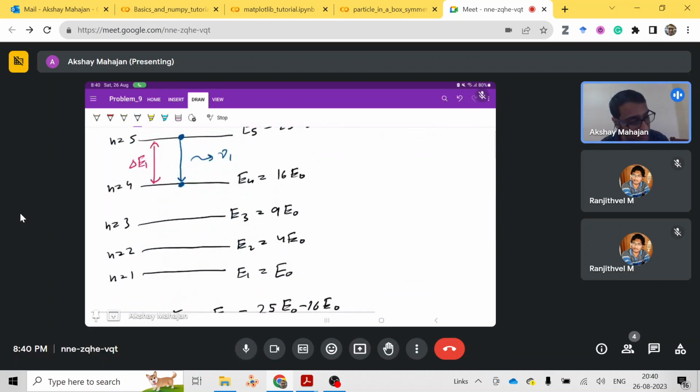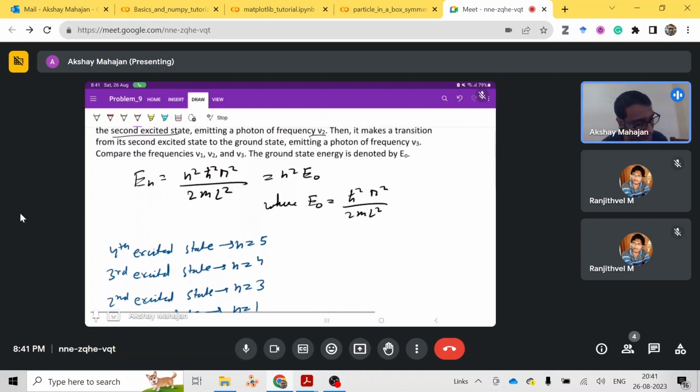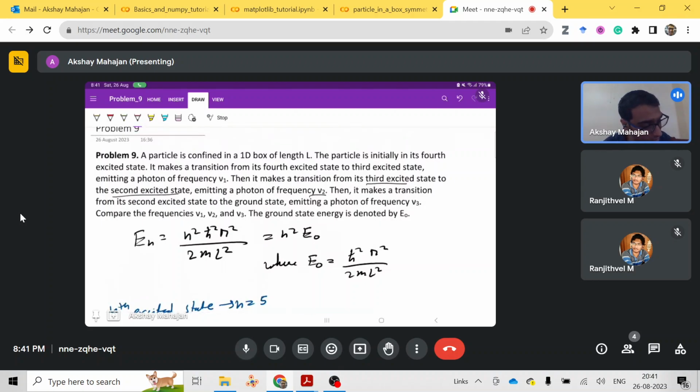So now our particle goes from n equals 4 to n equals 3, emitting a photon of frequency nu2. This energy difference we can call delta E2, which we calculate similarly to how we calculated delta E1. Here it is just 16 minus 9, which is 7 E0. Then let's complete the diagram. Our particle makes another transition from its second excited state to the ground state, emitting a frequency nu3.